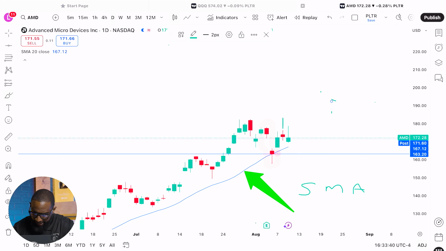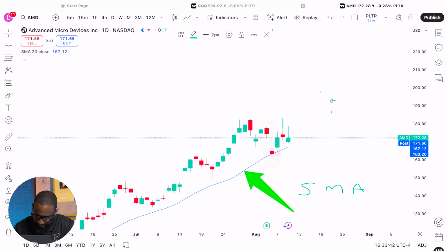So that's our SMA. So long as our stock stays on top of the SMA, the longer the candles stay on top of the SMA, we know that it is still in an upward trend. The 20-day SMA, as long as it's on top of that 20-day SMA, we know we're still moving in that upward trend. So here's what I would say.